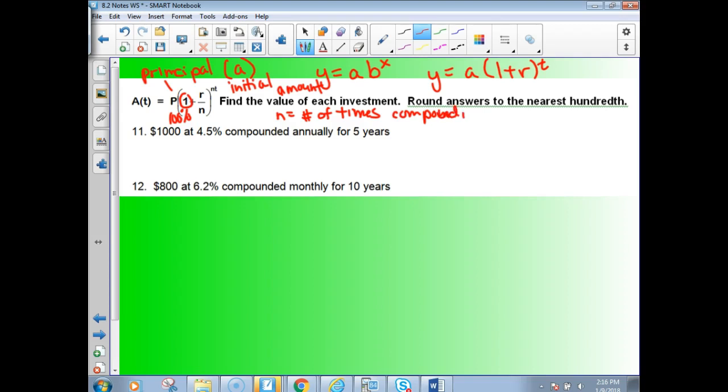Now, you're going to need to know that you can compound your interest annually, biannually, quarterly, monthly, daily, and instantaneously. We're going to round our answers to the nearest hundredth, and we're going to do $1,000. That's the P. This is the first problem, correct? Yeah. 4.5%, your rate as a decimal would be 0.045.